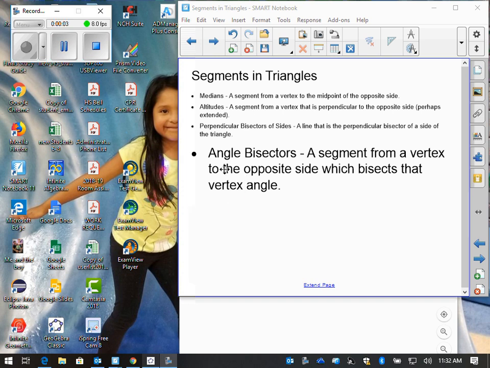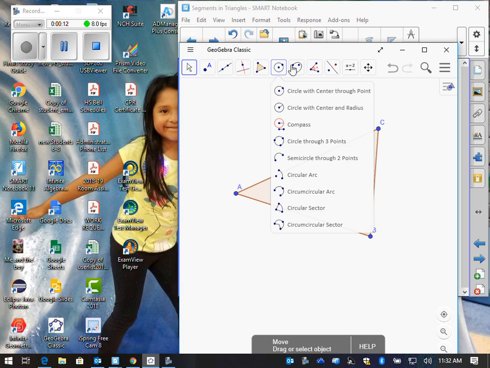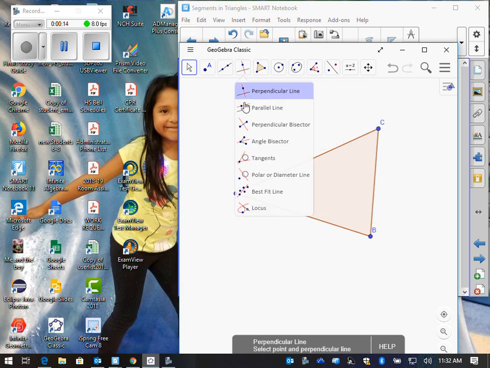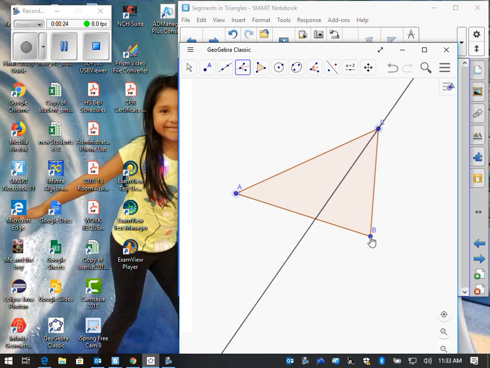We also in section 1 talked about the angle bisectors of a triangle. Let's just review that quickly. If I want to bisect the angles of a triangle, I'm going to use my angle bisector tool. And if I want to bisect angle C, that's actually angle ACB. So I click A and then C and then B. And so there's a line that bisects that angle.